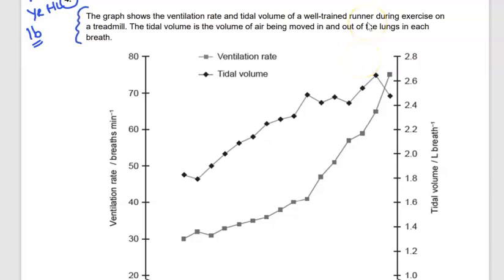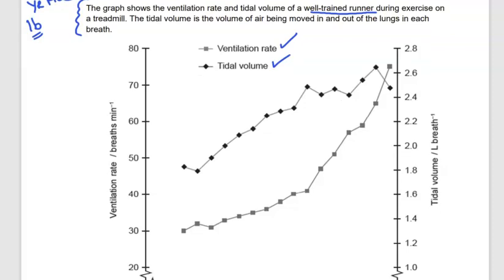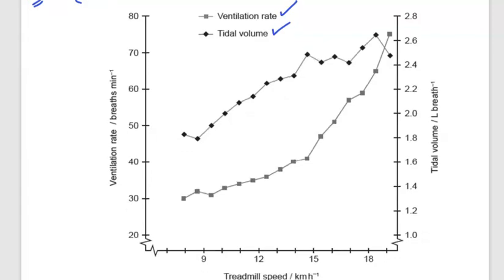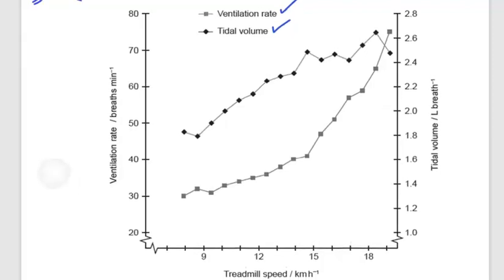So we're talking about a well-trained runner, and we're making two measurements: one of ventilation rate, number of breaths per minute, and tidal volume, which would be measured in liters per breath. If I just move the graph, they're on a treadmill, and the treadmill speed is being increased. Okay, I think we can hold it just there, and we'll be able to start.